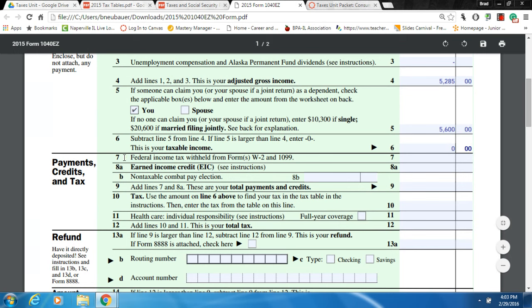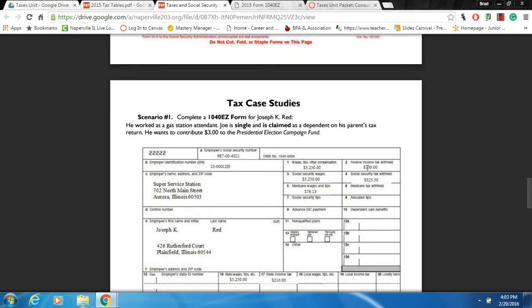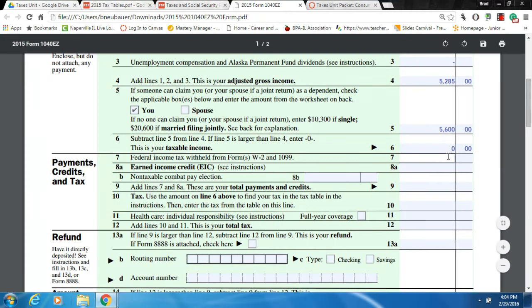So now we have line 7. Federal income tax withheld from Form W-2 and 1099. So if we go back to our W-2, you can see in here, federal income tax withheld. So throughout the year, Joseph was getting paid every 2 weeks, and they were taking federal income tax out of every check. In total, through the year of 2015, they took out $130 in federal income tax. So he paid $130 in federal income tax, and that's what we put right here.